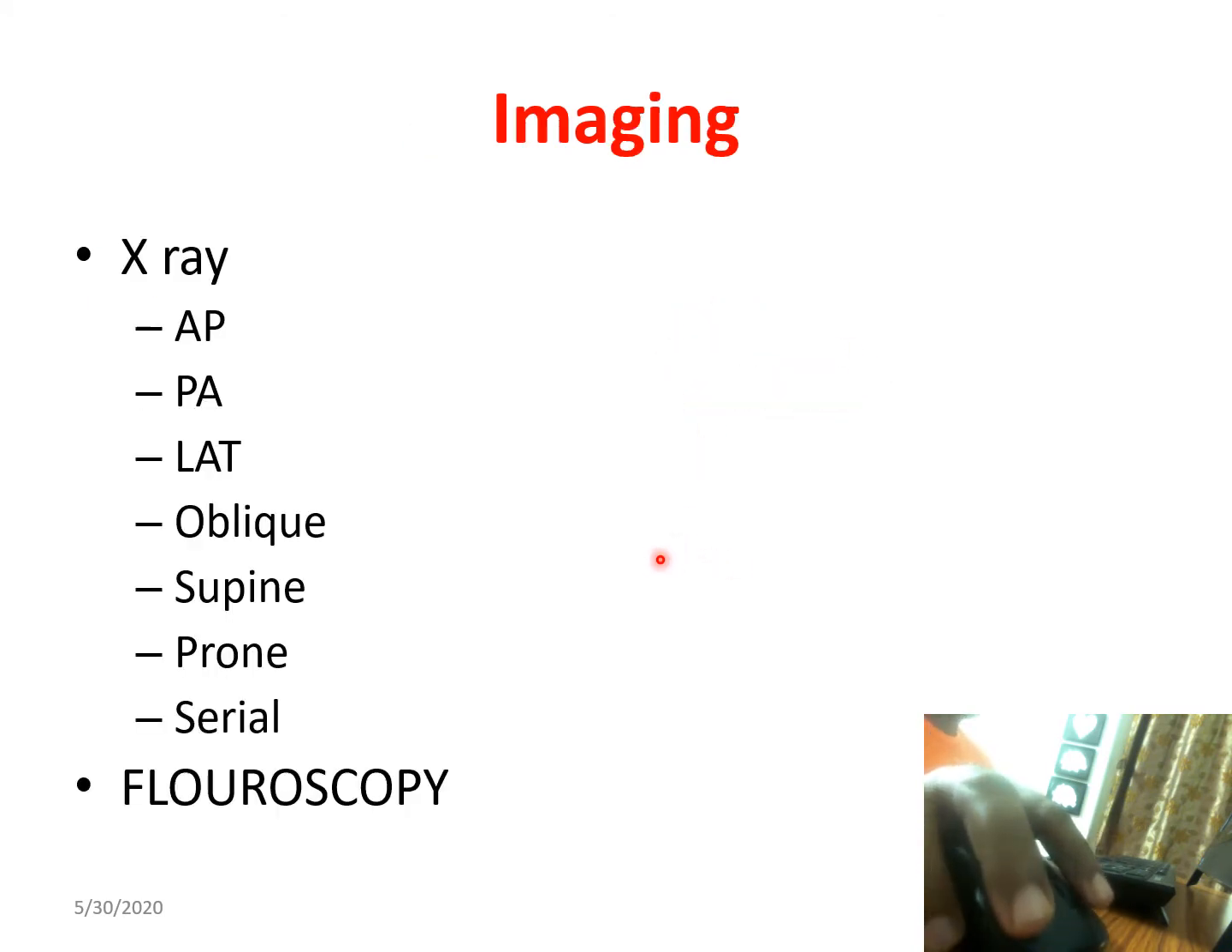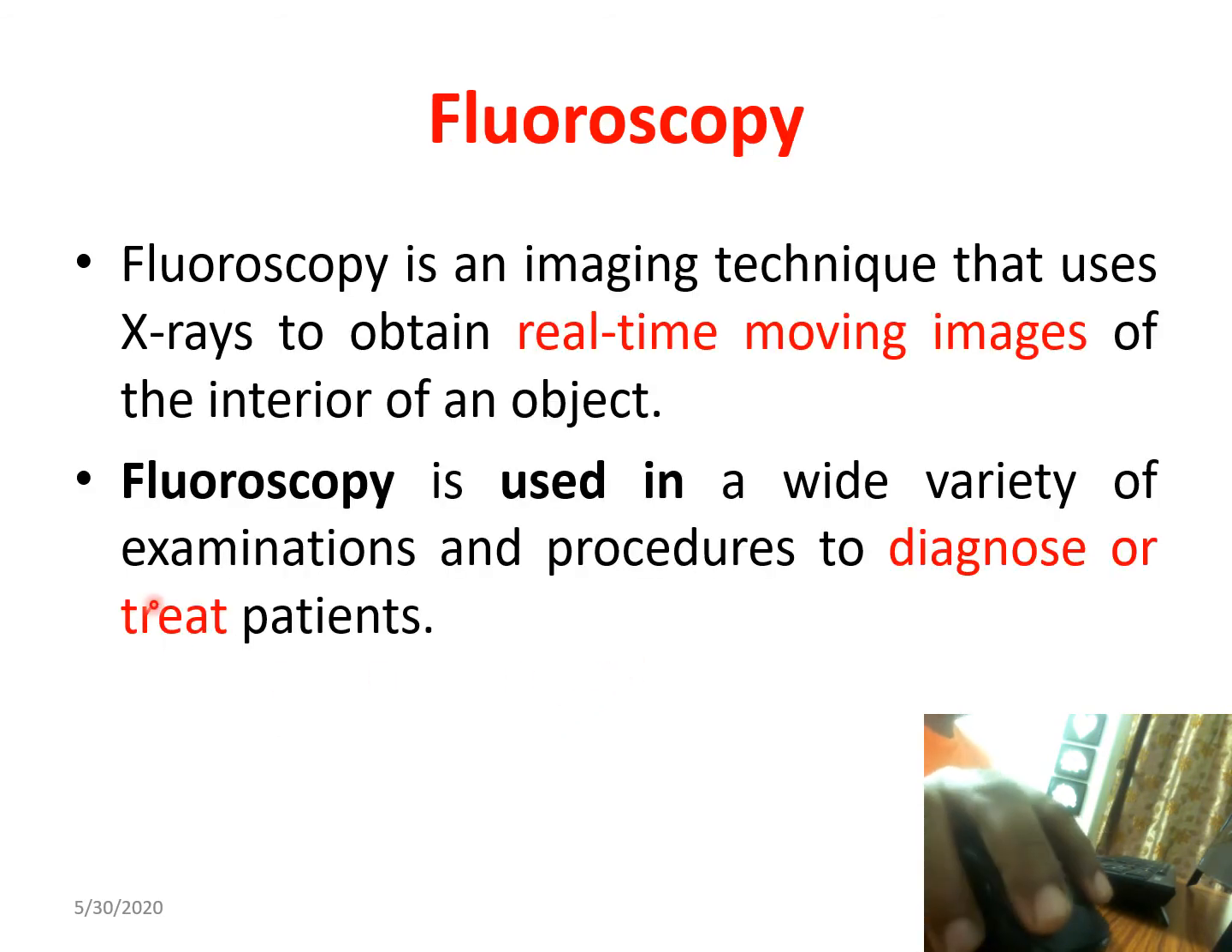After giving the barium, they take X-rays in AP, PA, lateral, and oblique views, in supine and prone positions, and serial scans and fluoroscopic examination, depending upon the need. What is fluoroscopy? Fluoroscopy is an imaging technique that uses X-rays to obtain real-time moving images of the interior of an object. Fluoroscopy is used in a wide variety of examination procedures, from diagnostic to therapeutic.